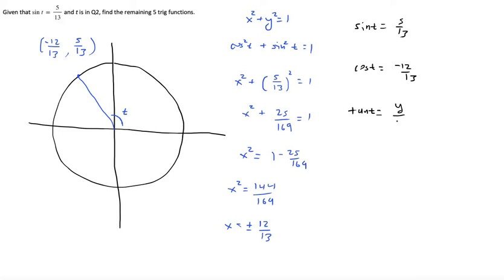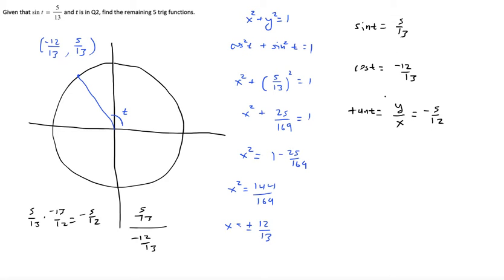We'll do that work on the side here. So we have 5 over 13 divided by negative 12 over 13. Now remember, we never divide by fractions. We always multiply by the reciprocal. So 5 over 13 times negative 13 over 12 gives us negative 5 over 12. So the tangent of t is negative 5 over 12.